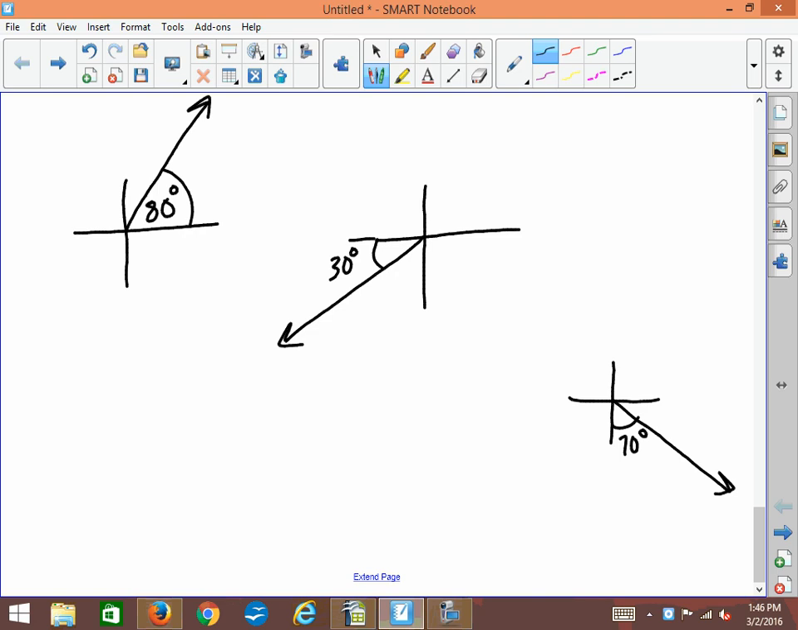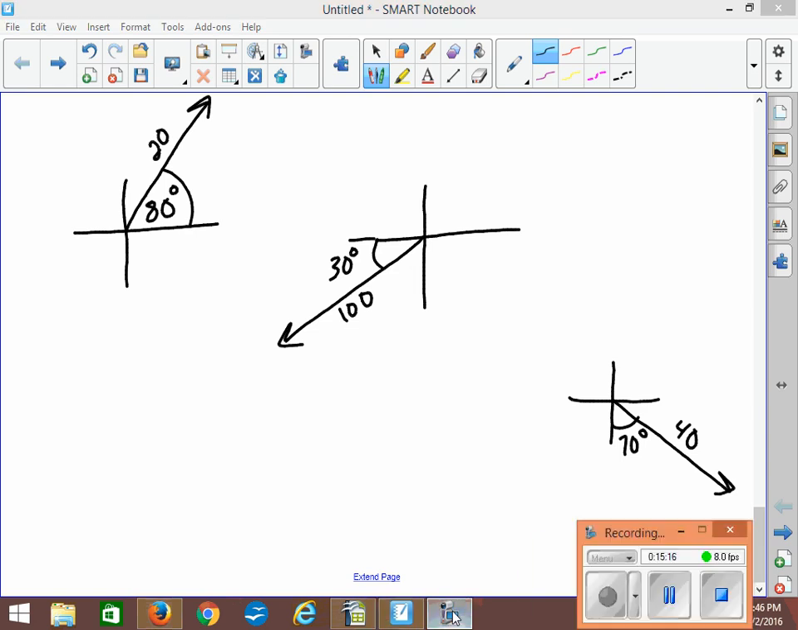What I want you to do is draw in their components. Remember, they have to be on the x and y axis, so they have to be right angles and straight up and down and left and right. And then I want you to try to figure out how much they would be. Now I have to tell you, of course, the length of these lines. Let's call this guy 20. Let's call this guy 100. And let's call this guy 40, just for fun. So go ahead and try and do that. I'm going to pause while you do that, and we'll come back and take them up together.